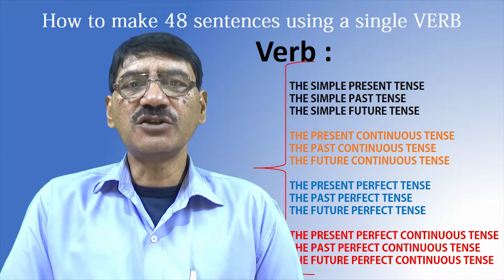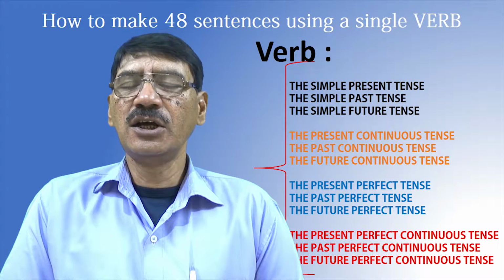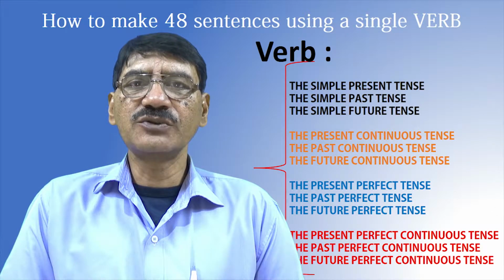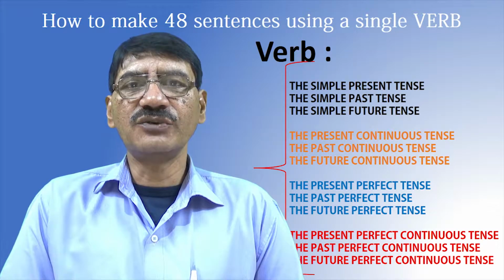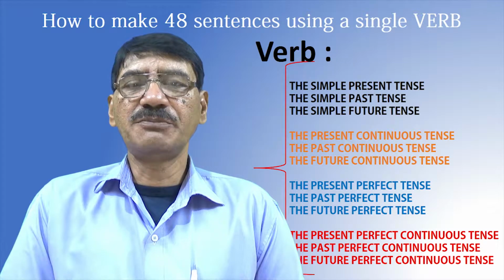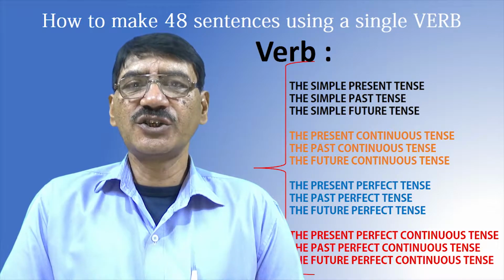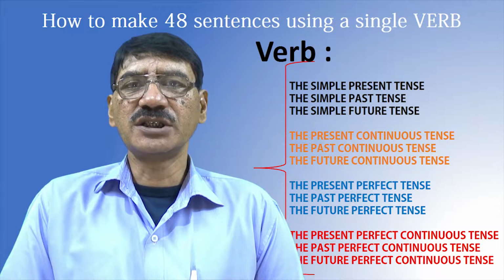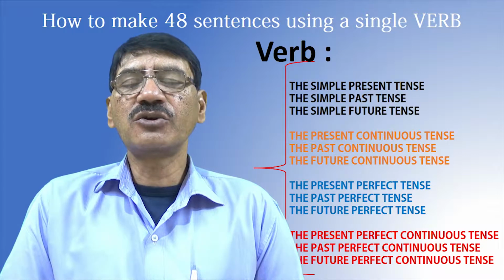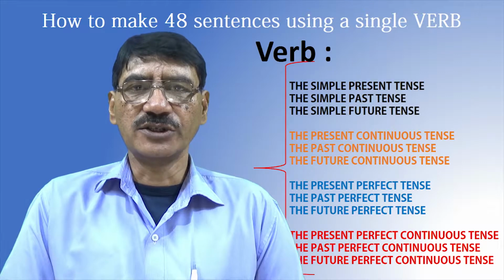And in each tense, we have 4 sentences. What are those 4 sentences? The positive sentence, the negative sentence, the positive interrogative sentence, and the negative interrogative sentence. Why do we use the positive sentence and the negative sentence? If someone asks you a positive interrogative question, you are going to tell them yes or no. In the same way, you are going to tell yes or no for the negative interrogative question also.